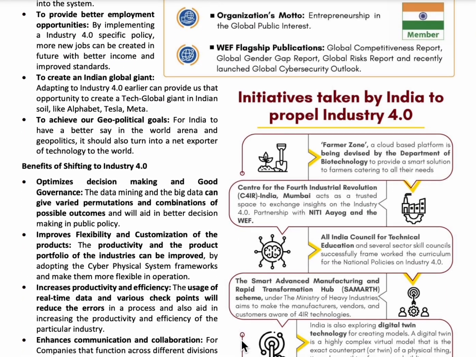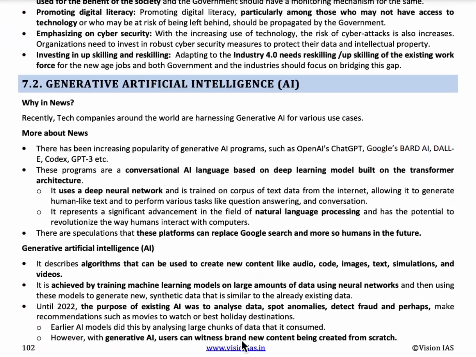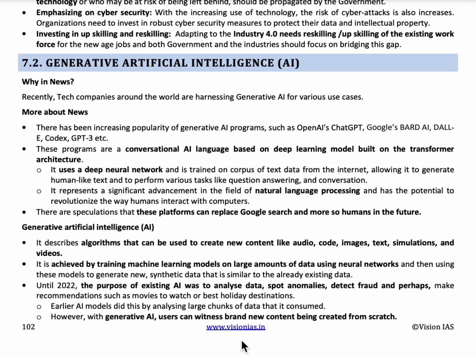The next topic is generative artificial intelligence. So, it is a type of artificial intelligence system capable of generating text, images, or other media in response to prompts. So, it can create things such as pictures, audio, writing samples, 3D printers, etc. So, OpenAI's ChatGPT, Google's Bard AI, DALL-E, Codex, GPT-3, etc. are popular generative artificial intelligence programs. So, the tech companies around the world are harnessing generative artificial intelligence for various cases.